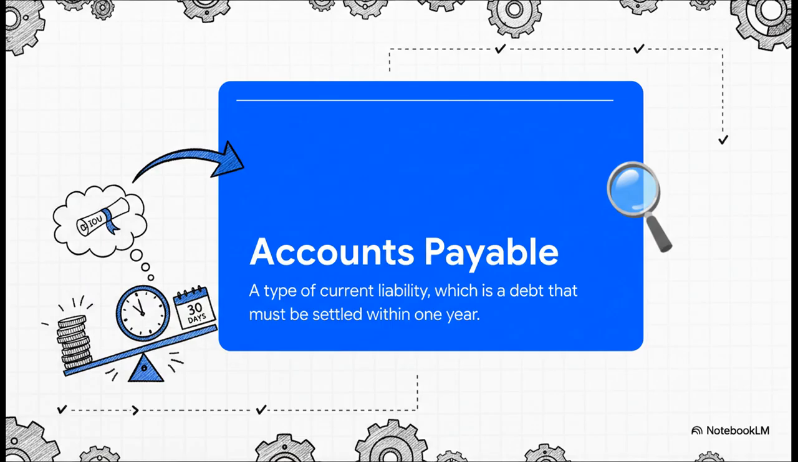And we classify it as a current liability because, well, look at the payment terms. 30 days, maybe 60, that's well within our 1-year window. And let me tell you, managing the timing of these payments is a huge part of keeping a business healthy.